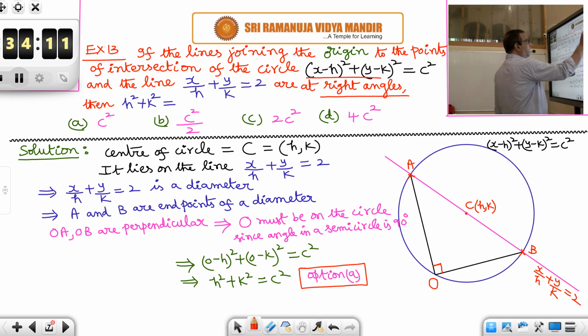What is the center of the circle? (x minus h) whole square plus (y minus k) whole square is equal to c square. Center is (h, k). Okay. What is the radius of the circle? Of course c.